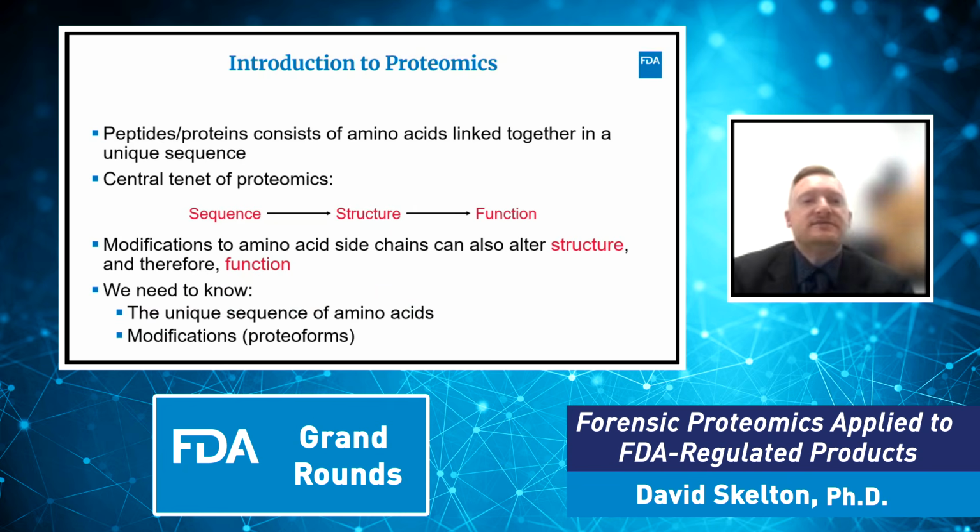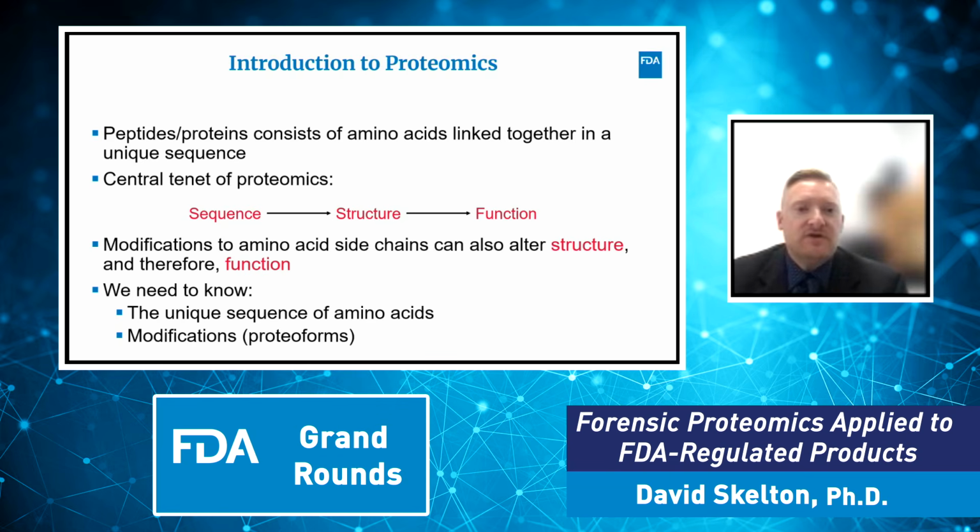So when we utilize mass spectrometry in our analyses, there are always at minimum two questions we want to answer. One, what's the unique sequence of amino acids in that protein? And two, what, if any, modifications are present?